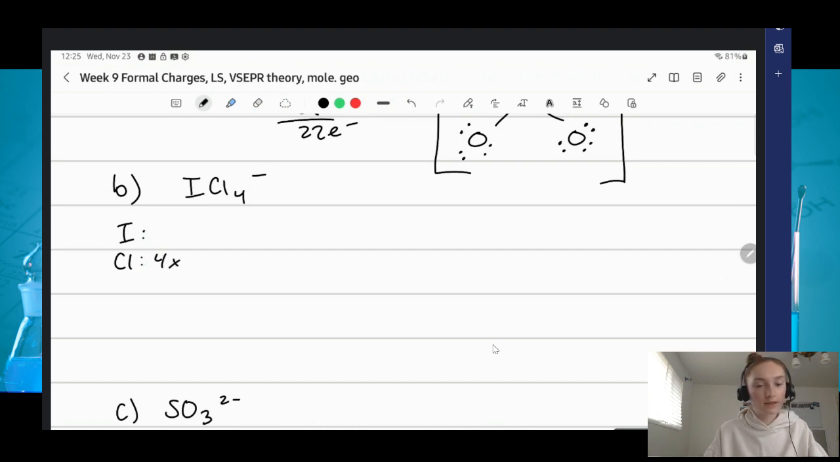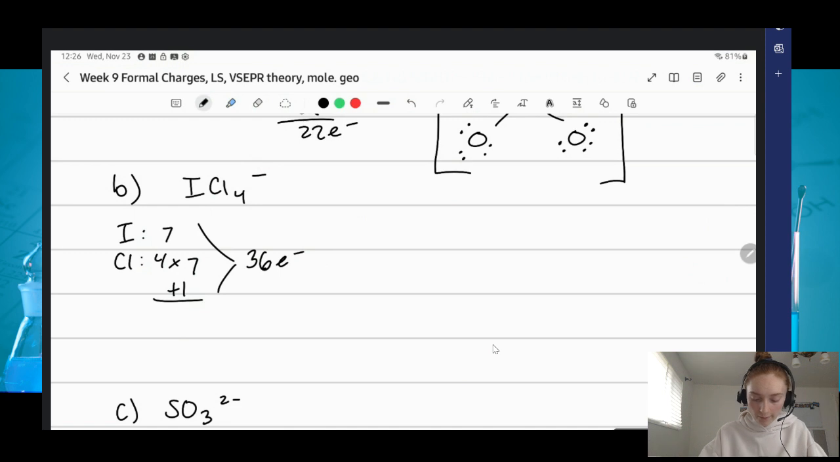So chlorine has a valence electron number of 7, and so does iodine actually. So adding up all of those, oh, and don't forget the charge. So this has a minus charge, so we'll add 1 more electron. And so adding up all of those, 4 times 7 is 28. 28 plus 7 plus 1, we'll have a total of 36 electrons. So that is the number that we're working with.